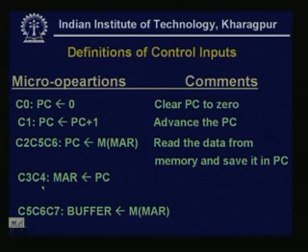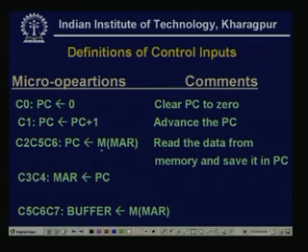Now, we define the control inputs. First, C0 to C9, these are the micro operations. What are the micro operations for these control signals, and what are the meaning of those micro operations? So, first one is C0. The C0 micro operation is 0 assigned to PC, or PC is reset, or PC is clear. So, C0 is clear PC to 0.